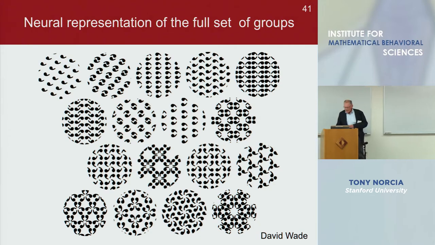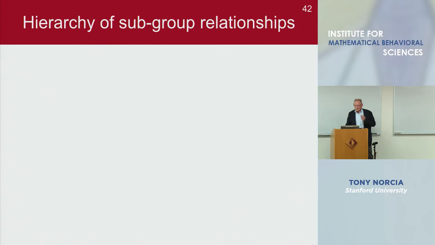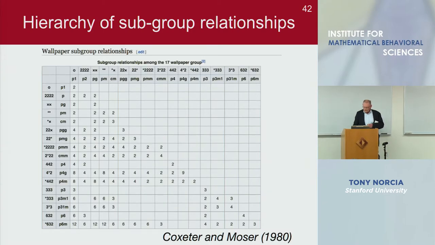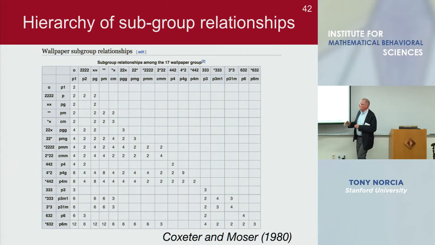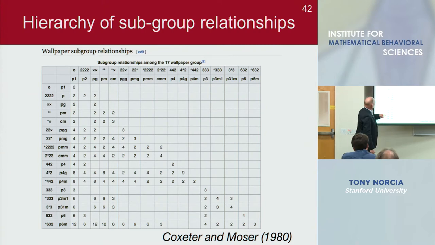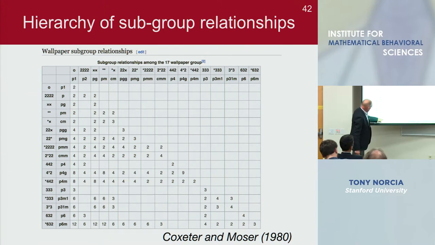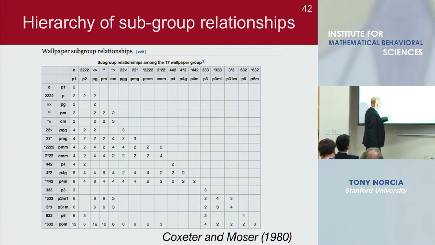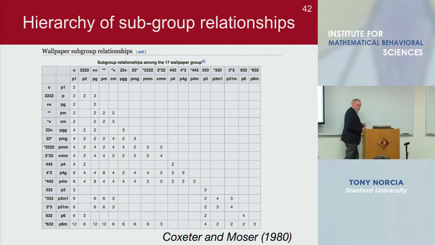But as Yangshi pointed out, there's a well-known hierarchy in this space, the hierarchy of subgroup relationships. And this was laid out for us nicely almost 40 years ago by this table of subgroup relationships. I don't want to dwell on the details, so I'm going to go very quickly to diagrams of this, but the simple idea is you can think of this, or at least I think of this, as a distance table. So here's P1 and here's P6M, 12. That's a really big distance. Some of these are distances of 2, those are close, some are far.